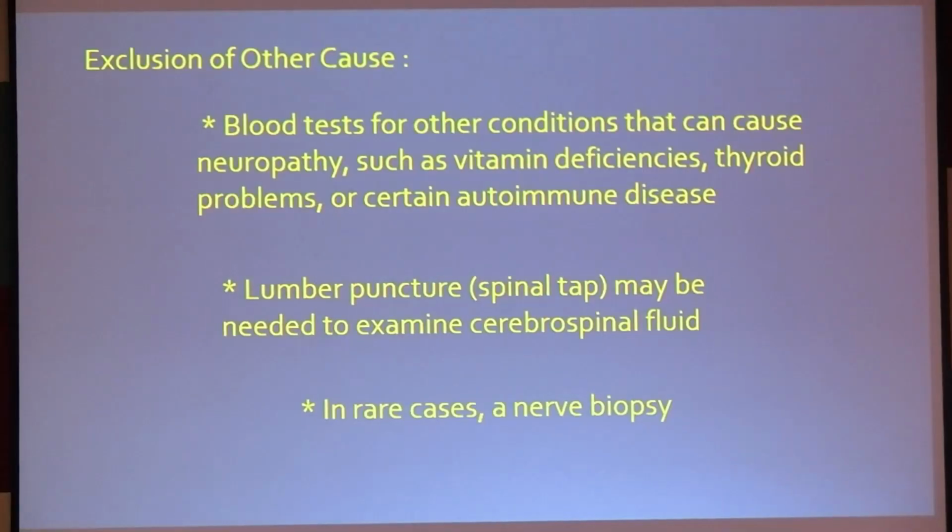It was said at the beginning in the definition, with exclusion of other causes of neuropathy, and lumbar puncture may be required when confusion arising with other sorts of neuropathy. And lastly, in rare cases, nerve biopsy, sural nerve is preferred. Sural nerve action potential is usually hampered or dampened.